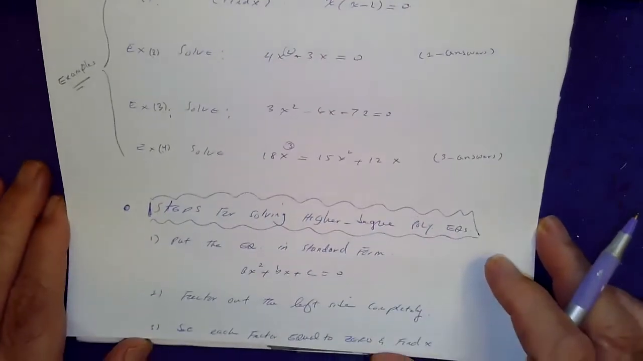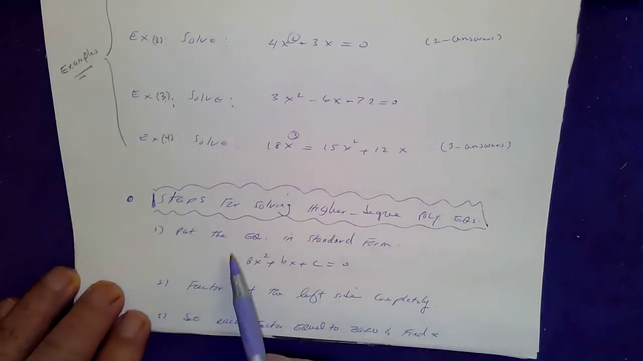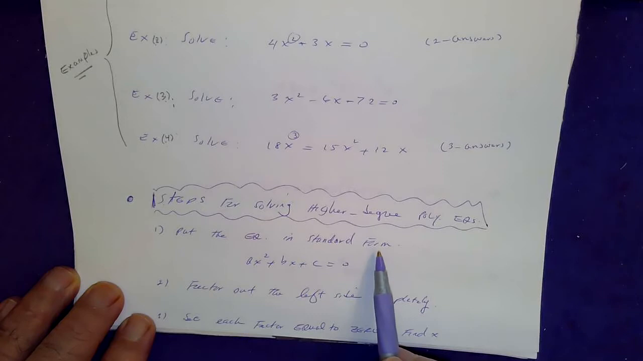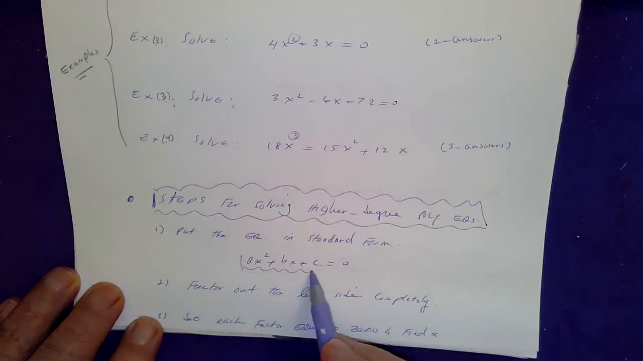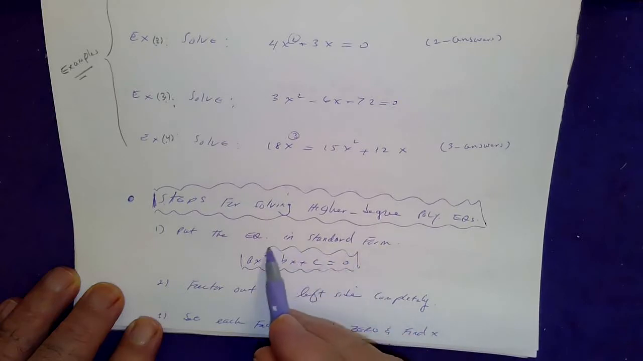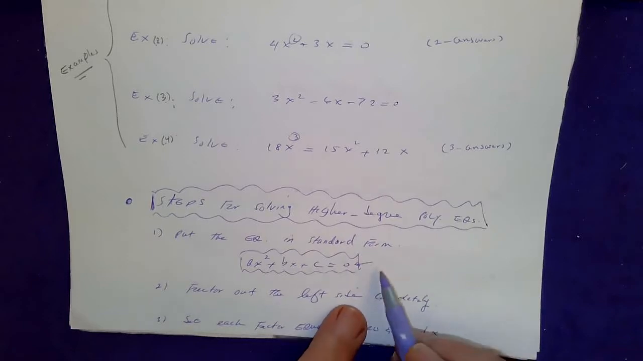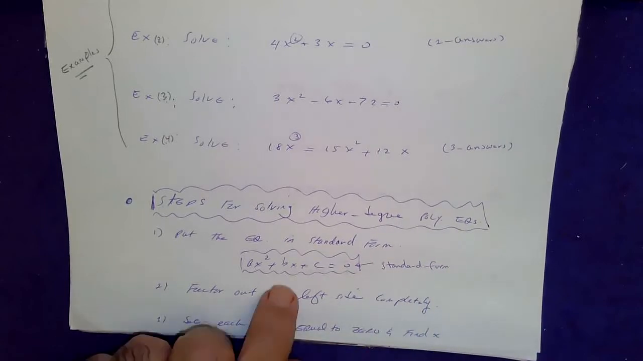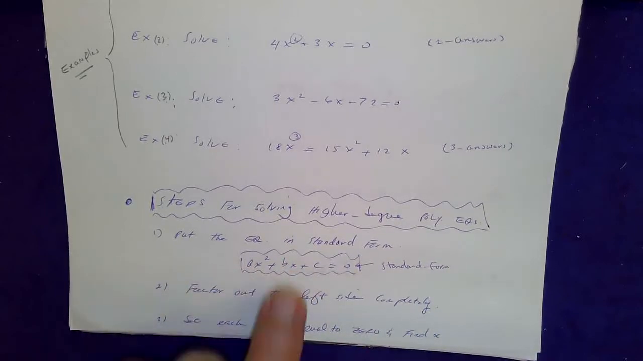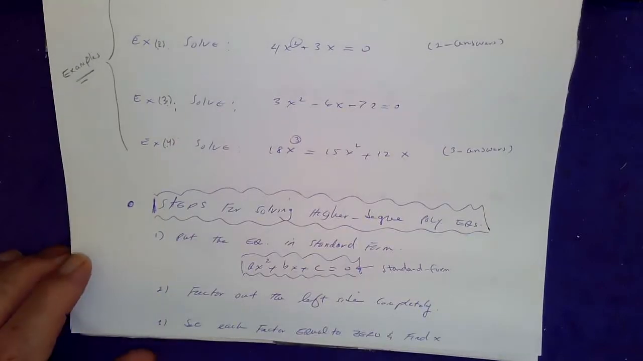So what are the steps to solve higher degree polynomial equations? Well, put the equation in standard form. Standard form meaning what? Make sure you have a 0 on one side, everything else on the other side. That's called standard form. So make sure you have a 0 on one side, everything else on the other side, whether you have a third degree or second degree or whatever.